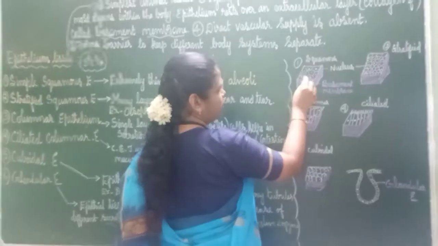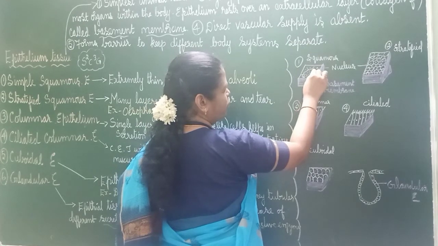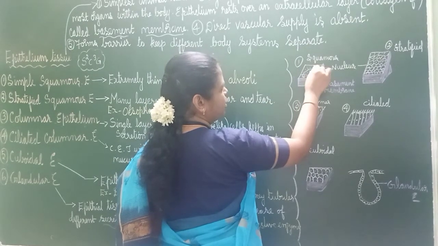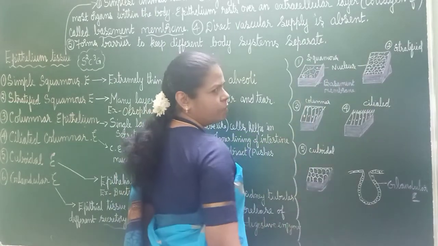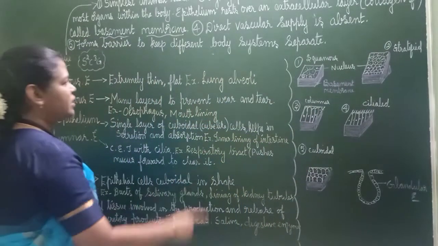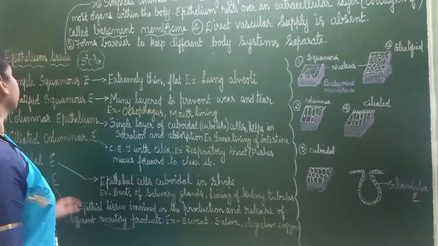And when you are drawing the cell, inside you should put one nucleus, one prominent nucleus in the middle, so you should show that. I have shown this is the nucleus and this is the basement membrane. And for example, lung alveoli, one example you should keep in mind.